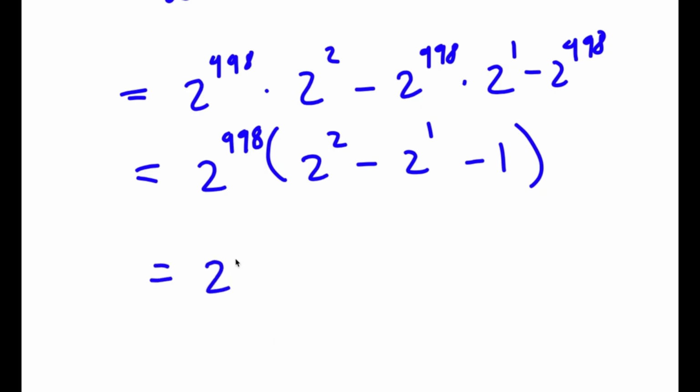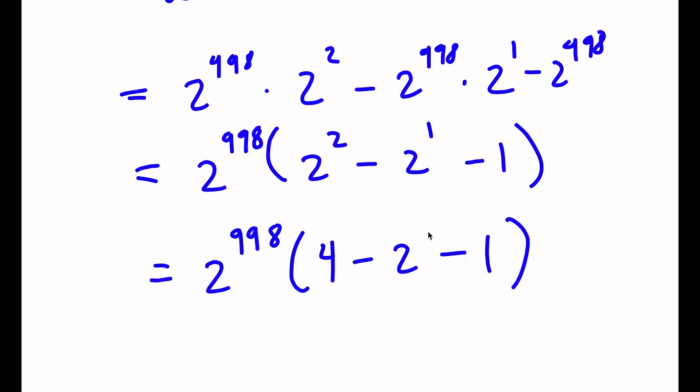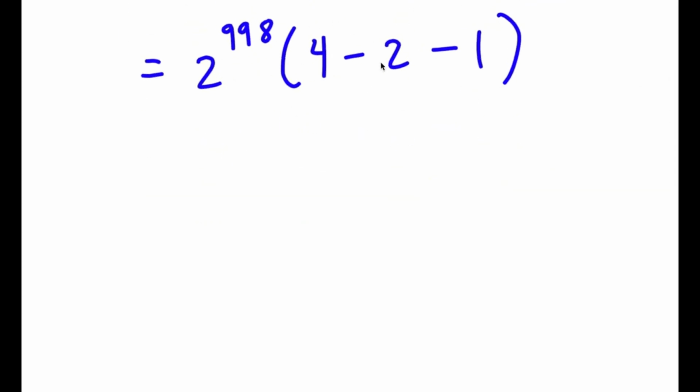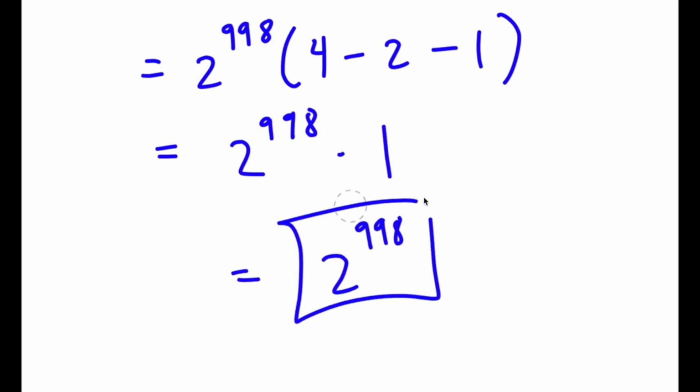Now this is equal to 2 to the power of 998 times 2 squared, as we all know, is 4, minus 2 to the power of 1 is simply 2, and we are left with 1 at the end. So now 2 to the power of 998 times 4 minus 2 minus 1. So to simplify this, 4 minus 2 is simply equal to 2, 2 minus 1 is simply equal to 1. So I have 2 to the power of 998 times 1, which is simply equal to 2 to the power of 998. So this is my answer.